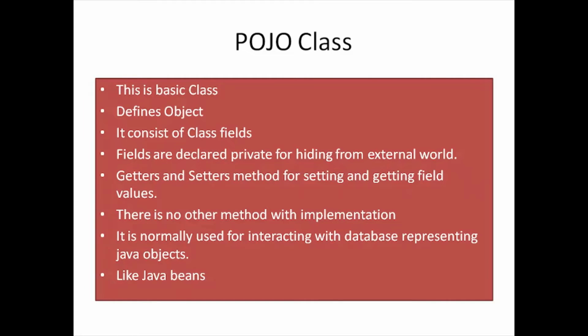It is a basic class, and mostly when we are making an application that interacts with a database, putting object values in a database and retrieving the values of an object from a database, in that case we need a POJO class. There is no other method with certain implementation, so only getters and setters for setting and getting field values of a class are used. By understanding this class, we will go ahead to understand the working of a class. So let's do some practical work to understand the POJO class and how it works. Okay.